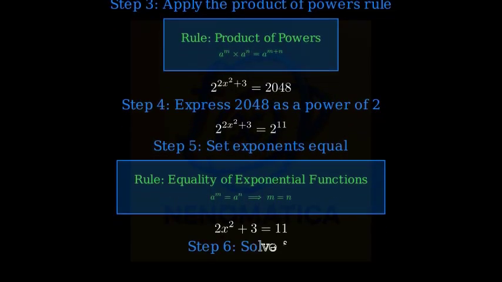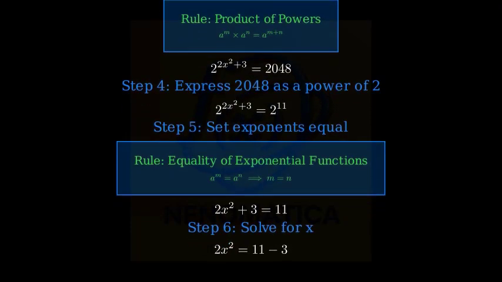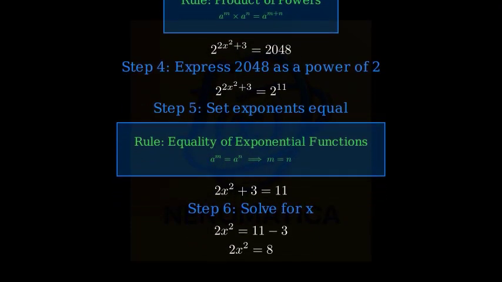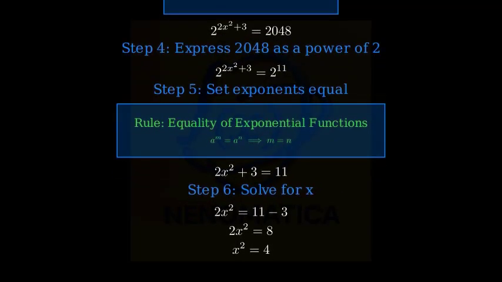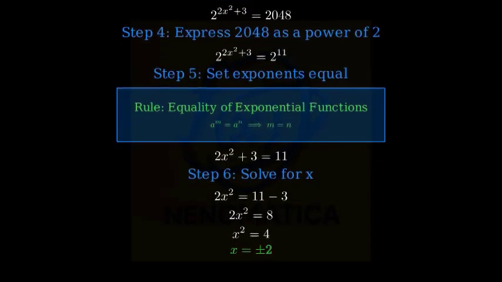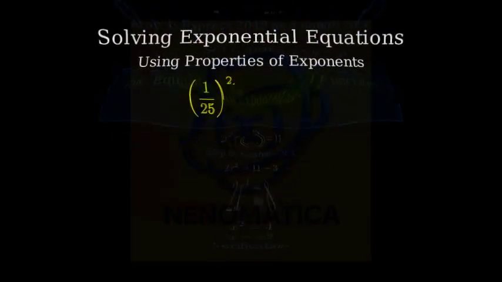Now we can solve for x. First, subtract 3 from both sides. This gives us 2x squared equals 8. Dividing both sides by 2, we get x squared equals 4. Taking the square root of both sides, we find that x equals plus or minus 2, which is our final answer. Let's solve the following equation.